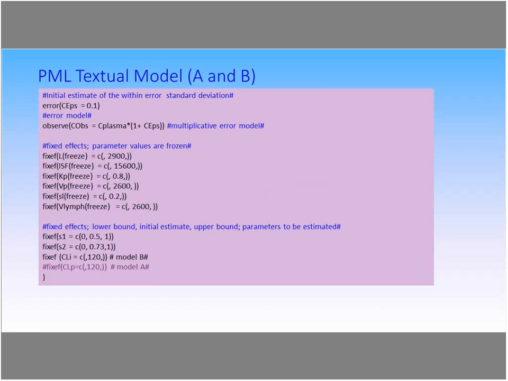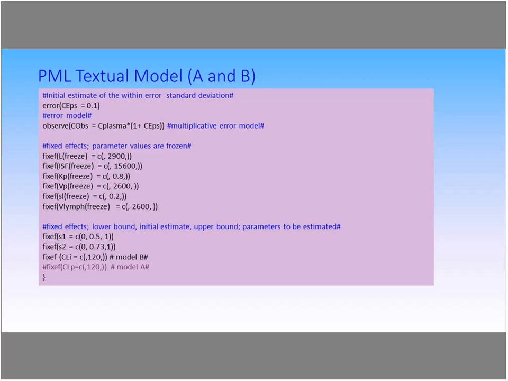And then we have a block for the initial estimate of the within-error standard deviation right here. For this model, we are going to use a multiplicative error model. These are all of the fixed effects. Parameter values are all frozen. We know them, so we fix them all. And then these are 3 parameters that we want to estimate. This is the lower bound, initial estimate, and upper bound.